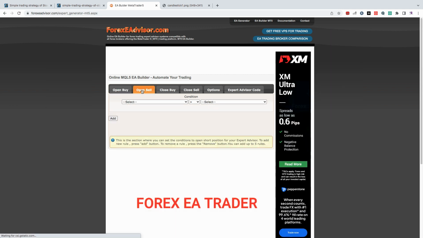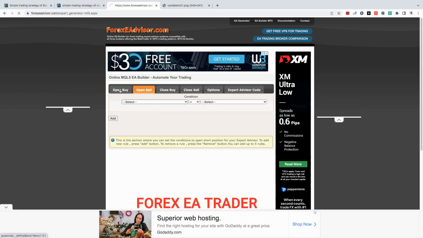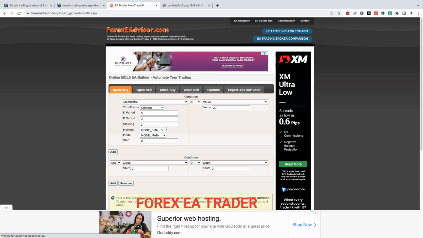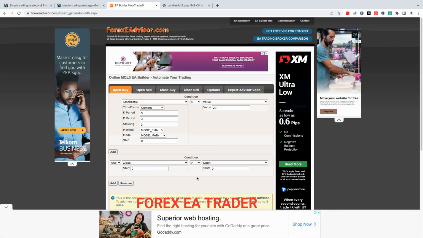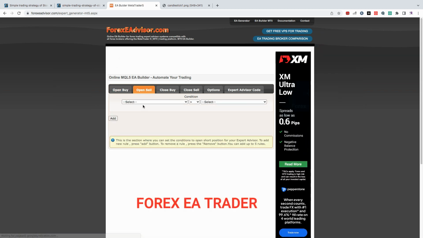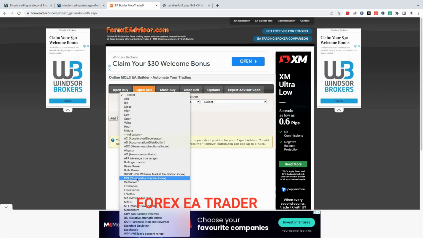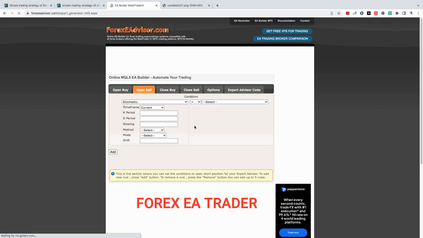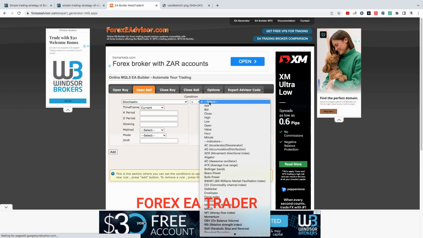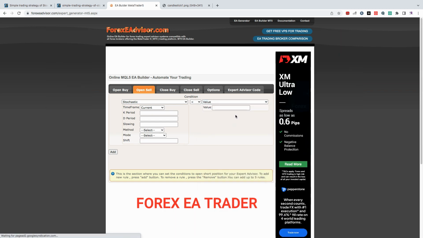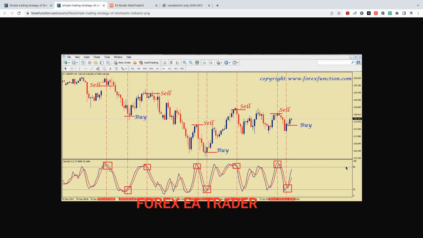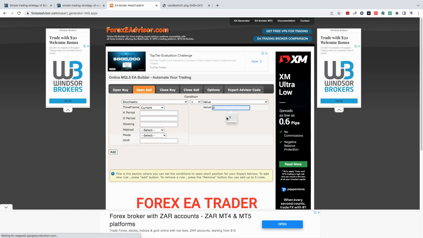Then we go to open a sell, which is the opposite of what we have on our buy. We just need these conditions, but they need to be opposite. So open sell, we're going to pick our stochastic again without wasting time. It needs to be lower than value 80. This is 80. Value 80. Let me rush through so that we don't waste time. And again, just like what we did with the buy.